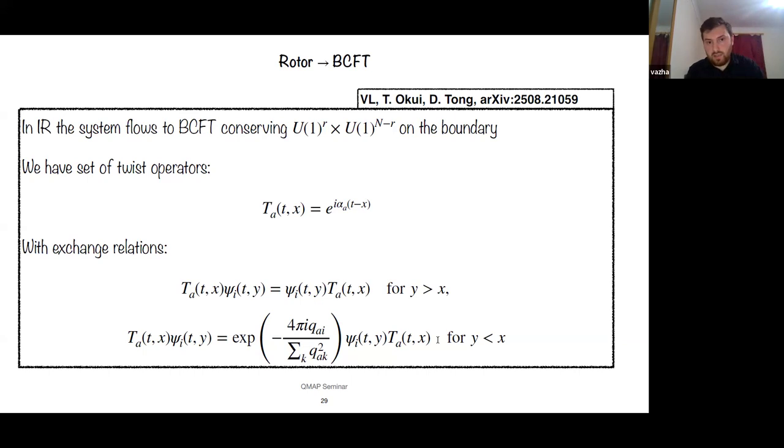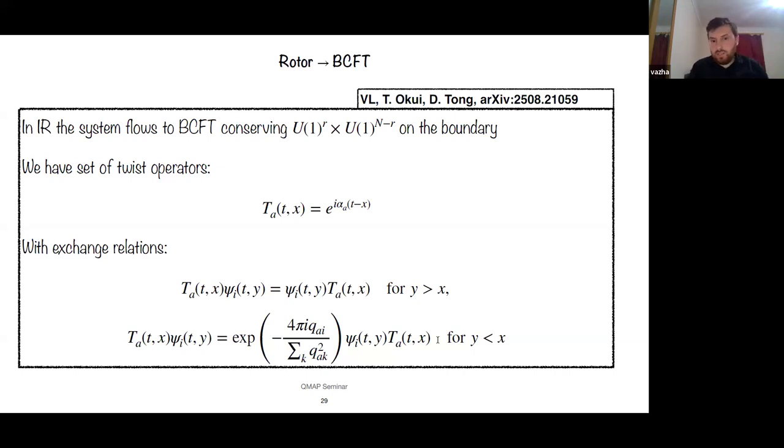What seems to be happening is that the rotor and its generalization provide a UV completion for boundary states, sometimes called Cardy states, in chiral theories with boundaries, at least when the boundary conserves an abelian group, and at least when we are in 2D.